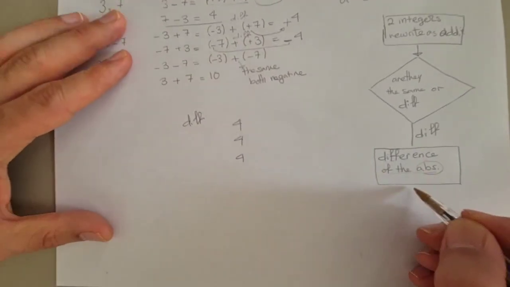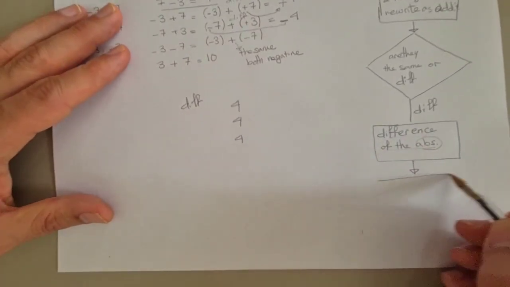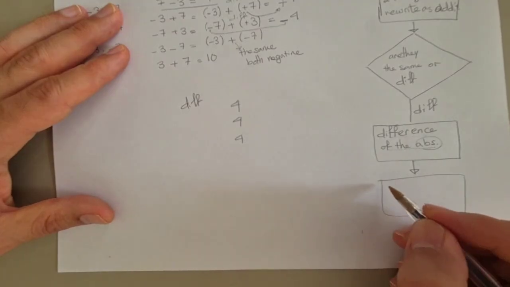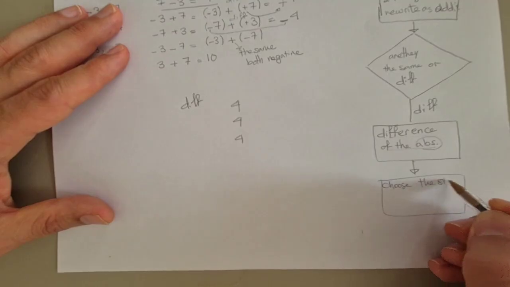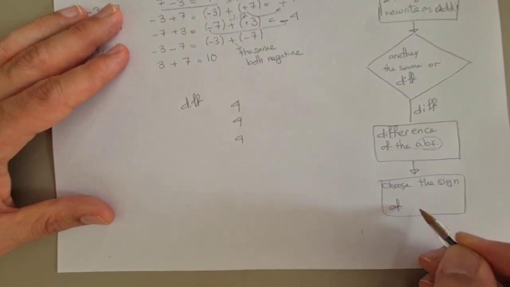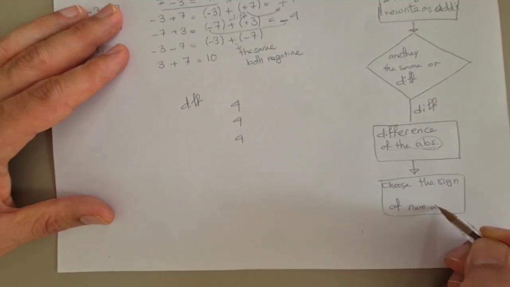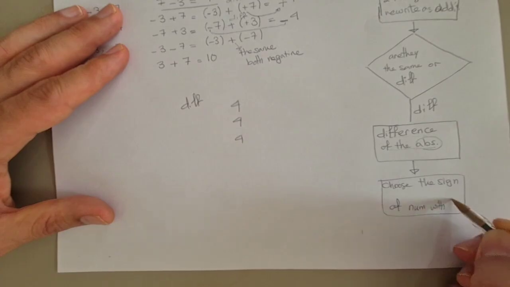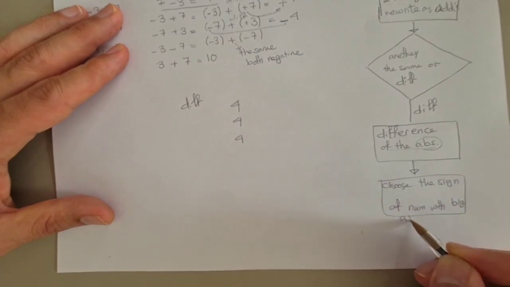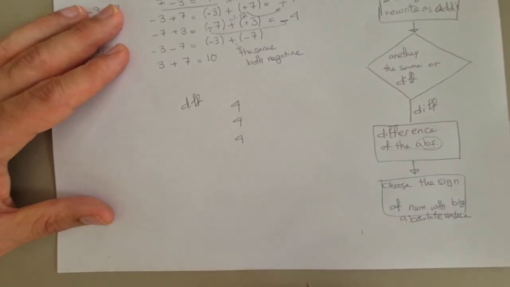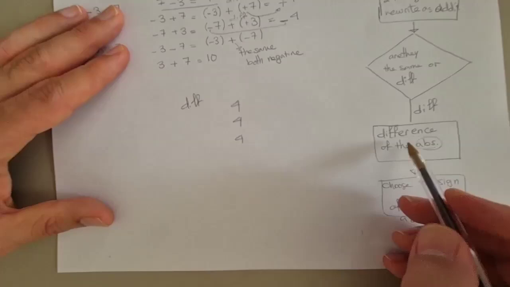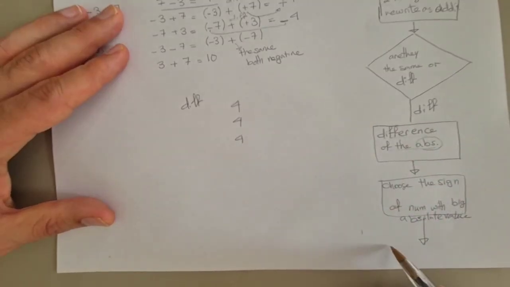So then, choose the sign of the number with bigger absolute value, and put it there, and then final answer.